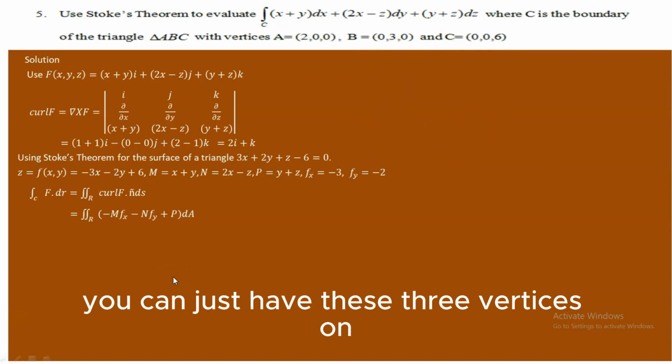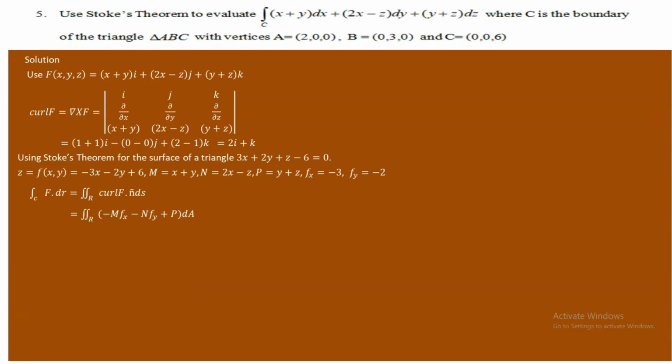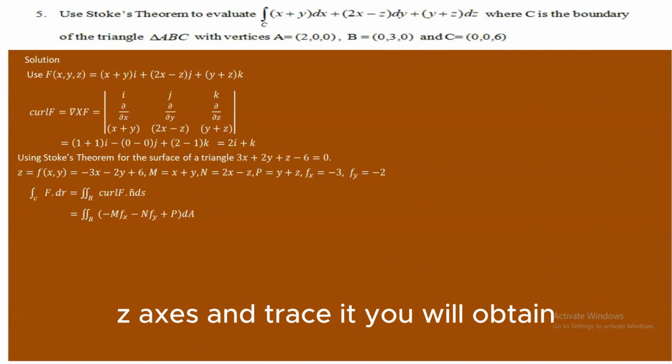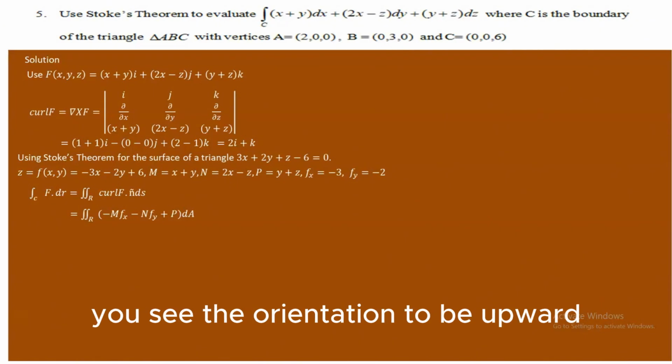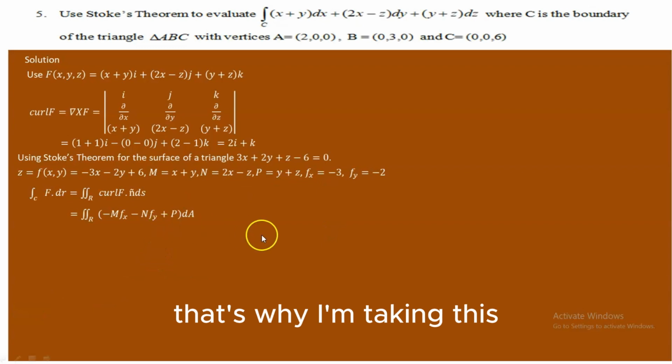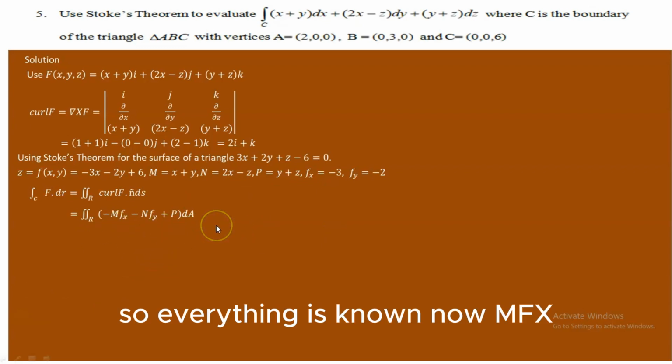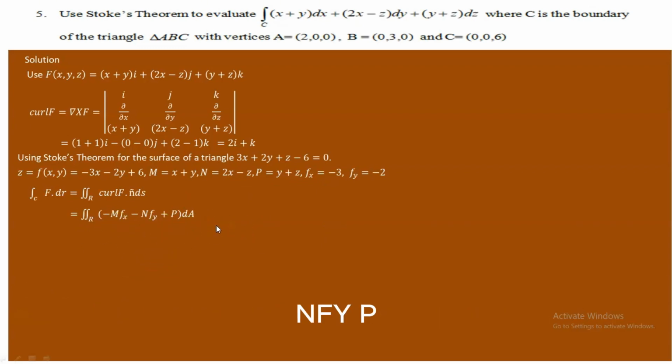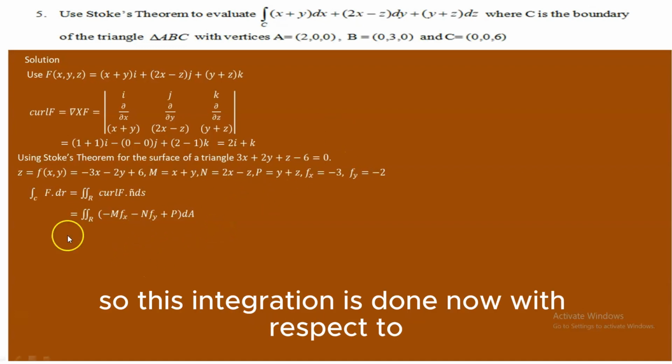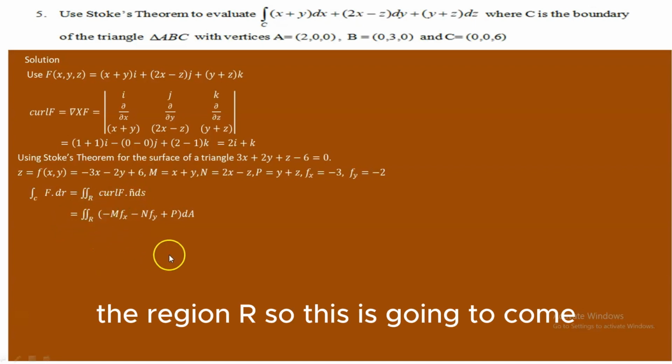You can just have these 3 vertices on the x, y, z axes and trace it. You will obtain, you see, the orientation to be upward. That's why I'm taking this. So everything is known now. m, fx, n, fy, p all are known. So this integration is done now with respect to the region R. So this is going to come.